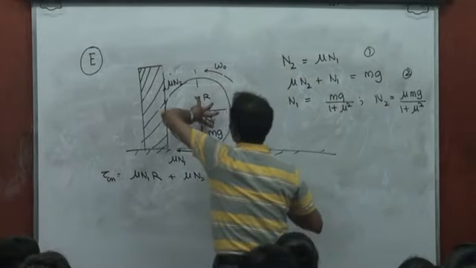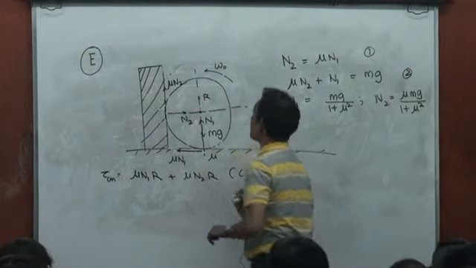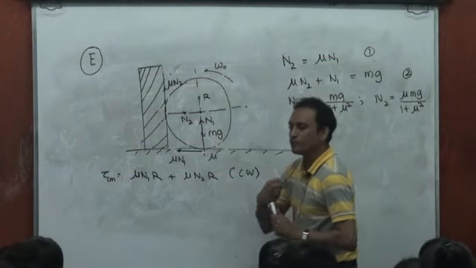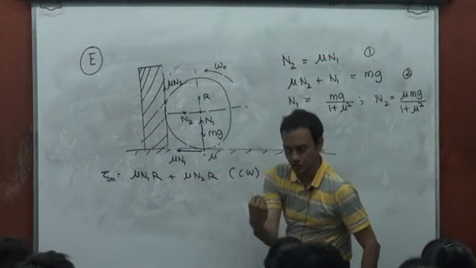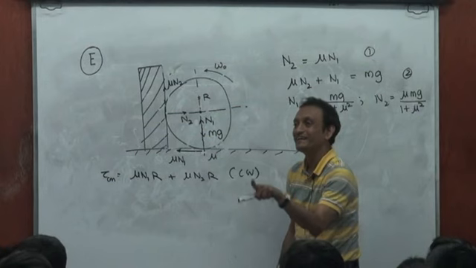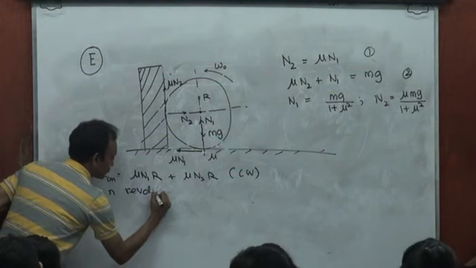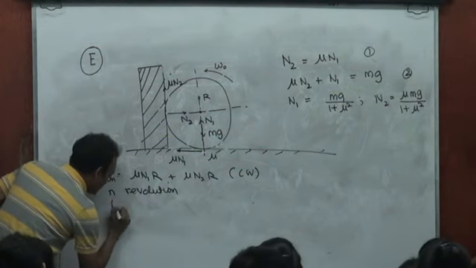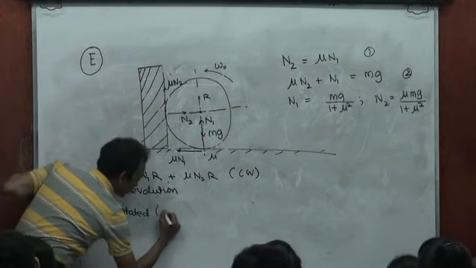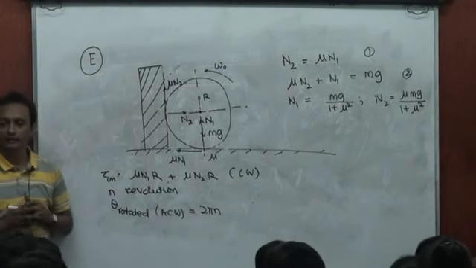The body is rotating in the anti-clockwise sense, whereas the torque is in the clockwise sense. Say it rotates n revolutions. Then what's the total angle rotated in n revolutions? 2 pi n, yes or no? The theta rotated in the anti-clockwise sense is going to be 2 pi n.